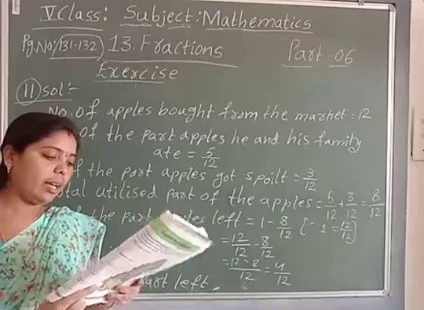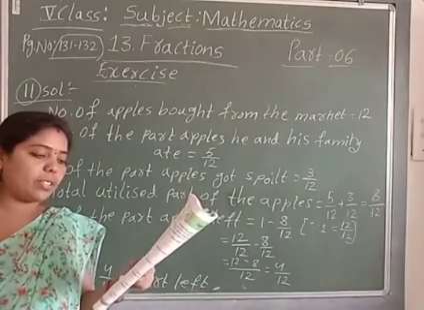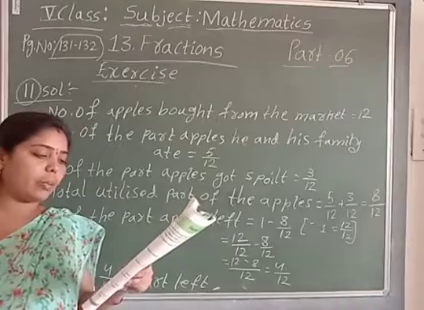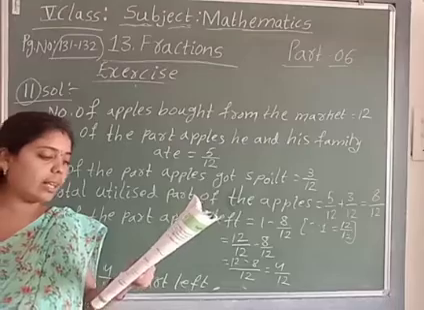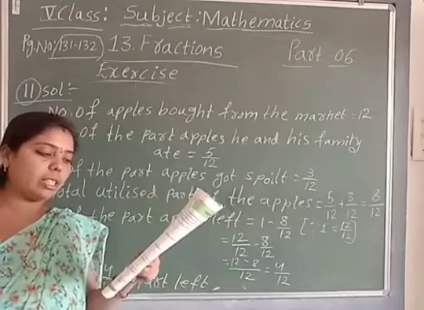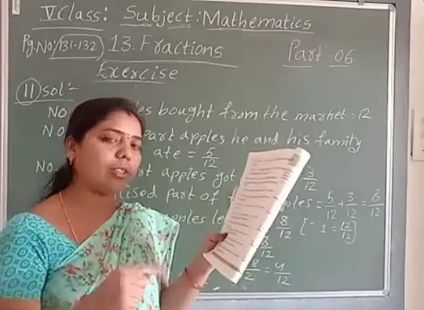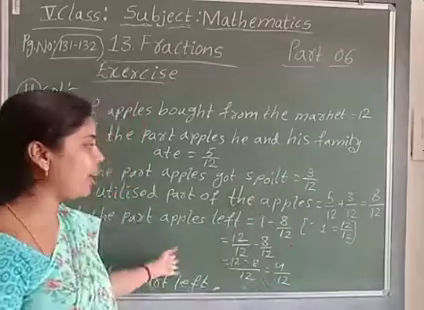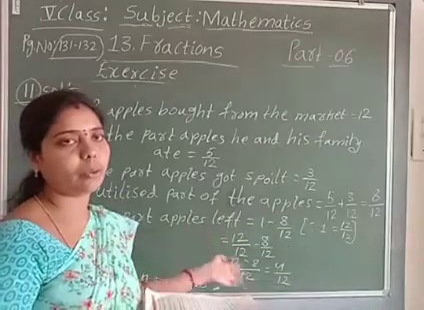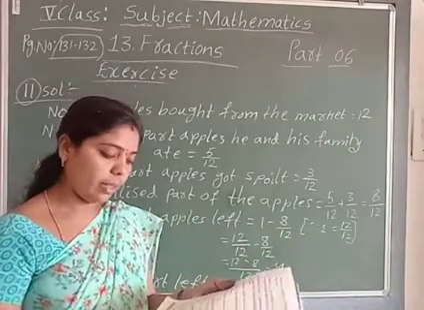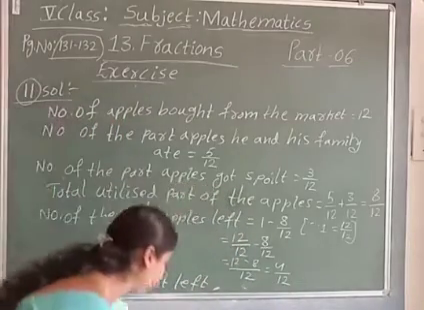Okay? Next, 14th one. Abhishek finished 7 by 12 part of his homework on Saturday, 3 by 12 part on Sunday. So what part of the homework was finished in 2 days? 7 plus 3, how much? 10 by 12 total. So how much is left? Same like this only, 1 minus 10 by 12. So 2 by 12 part only. In the remaining problems also you will do like that. 16th one.